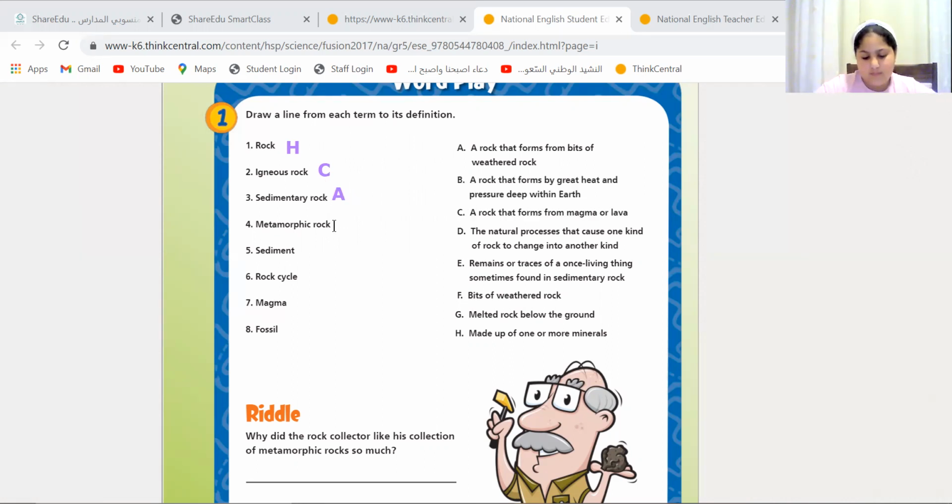Who said I know? Maria. Again? Okay. I am so proud of you, my lovely girls, but I need others to participate, okay? How about Jenna? Okay. Jenna. Metamorphic rock. What is a metamorphic rock?